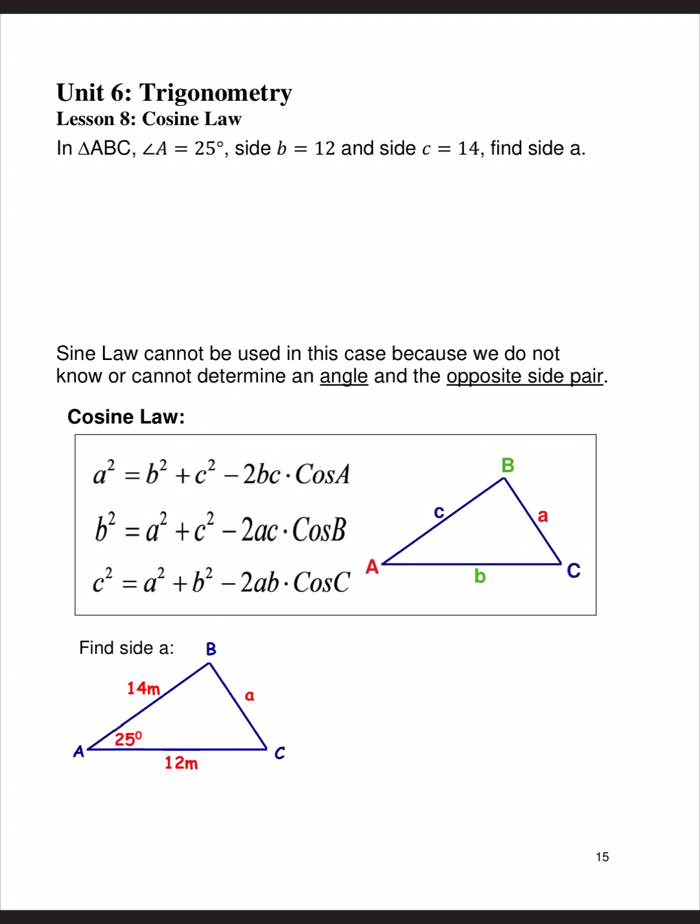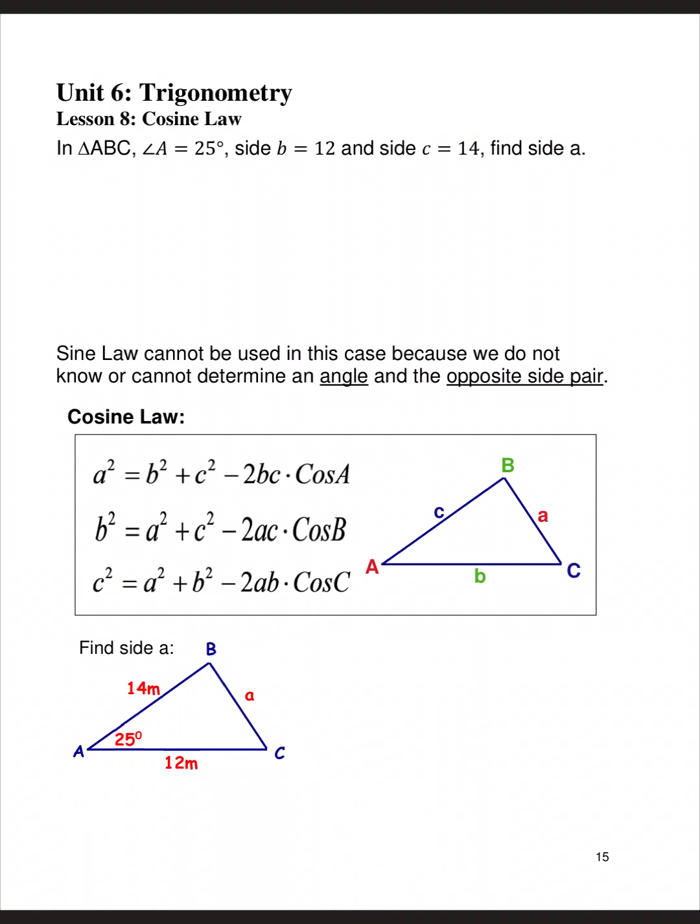Hello everyone, today we're looking at Unit 6, Lesson 8, Cosine Law. So cosine law is another law that we're going to use when we don't have a right angle, similar to sine law. We're going to set up this first example and take a look at maybe why sine law cannot be used in this case and why we need another law called cosine law.